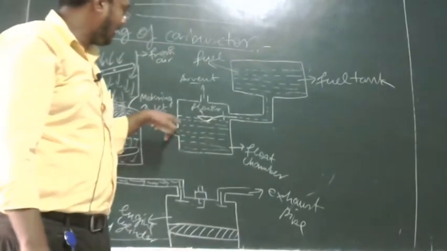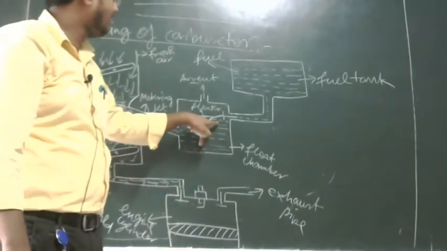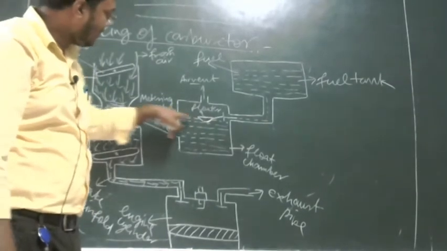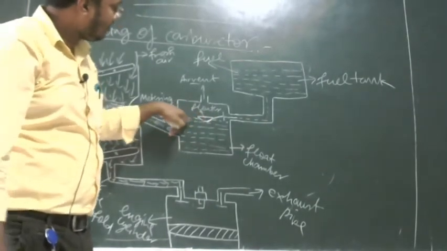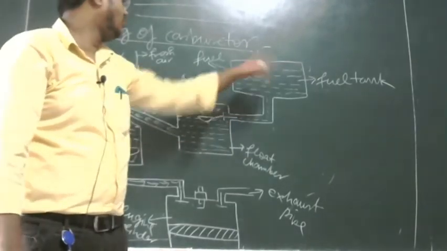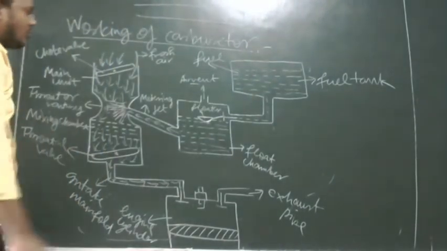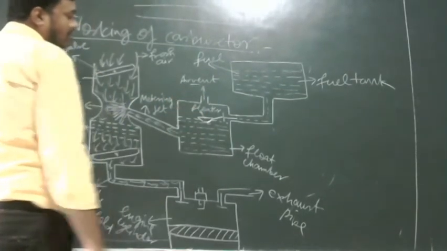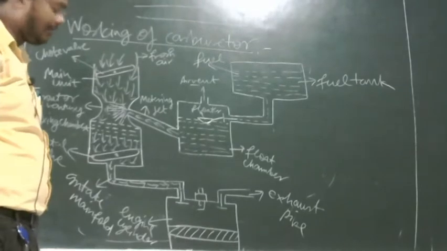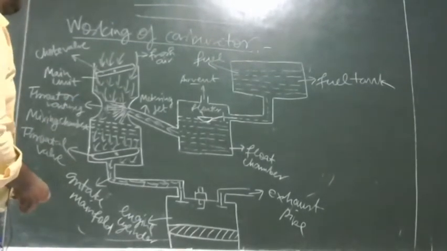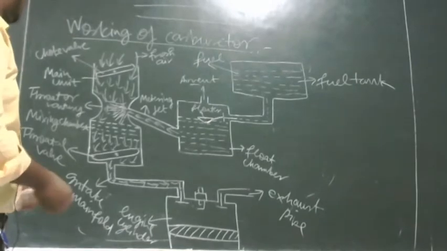Now the level of the float chamber fuel will be maintained by using a floater valve. Okay, this floater valve will float on the fuel and it will maintain the level of the fuel in the float chamber, which is connected to the fuel tank. We have also provided an air vent here so that the pressure of the fuel will remain equal to the atmospheric pressure. Okay, so in this way carburetor works.